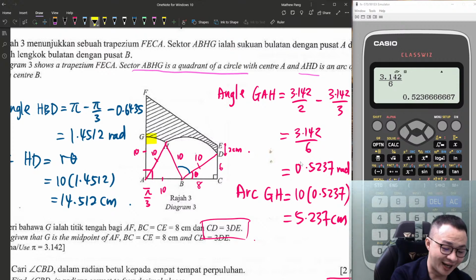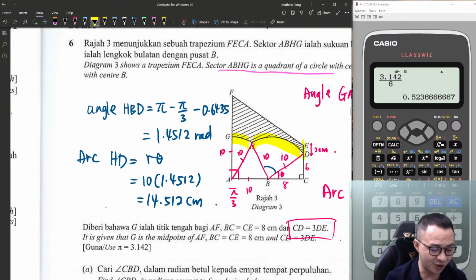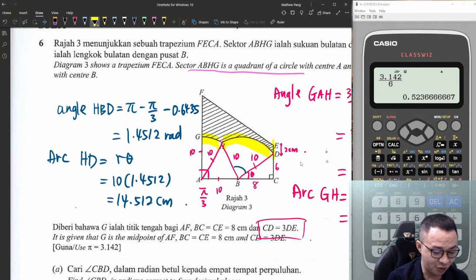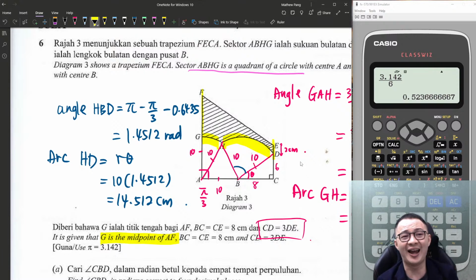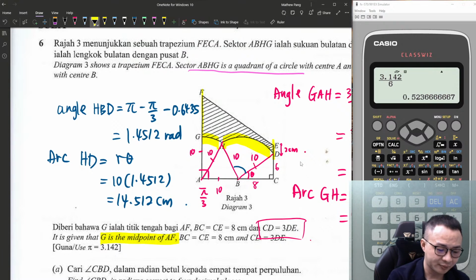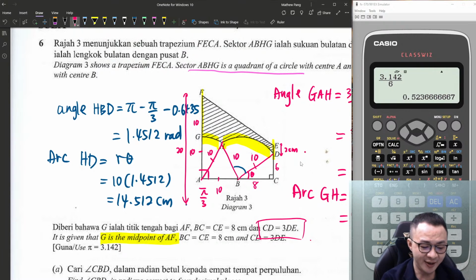Okay, so then almost got it already. Now we got this arc length, this arc length, and then the 2 centimeter, we are fine. I believe the question does tell us a midpoint, right? G is the midpoint of AH, so GH here is 10. We solved already. Now the last thing we need to solve is F to E. Because here is 10, the total length here is no surprise, 20. But here is 8 centimeter.